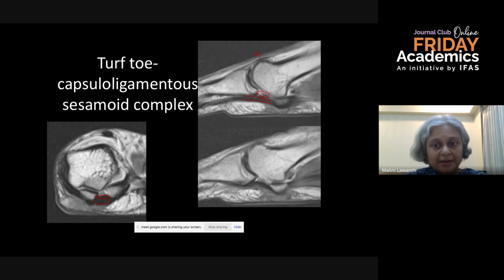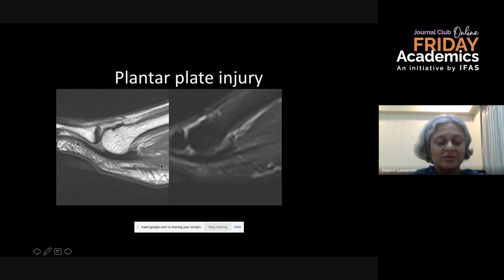As you come more laterally, this is the sesamoid phalangeal ligament. So you have the medial and the lateral ones. They can be traced very well. This is the collateral ligament, and this is the accessory collateral ligament. So all of these structures can be identified very well, but with the right high resolution images. If I do a whole foot scan, I'll not be able to talk about these structures.